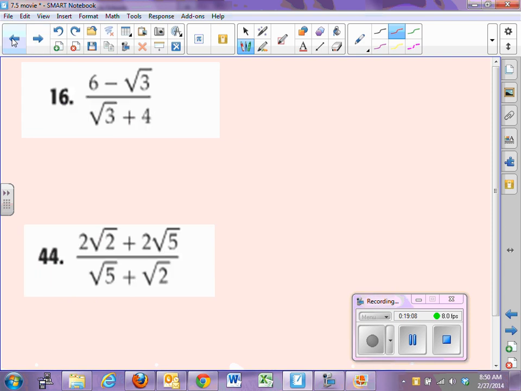Okay, let's go to 16. The problem with 16, the reason it's not simplified, is because it has a radical in the denominator, and we can't have that. So the only thing we can do is multiply by something equivalent to 1, because multiplying by 1 does not change the value of any quantity. So I'm going to multiply by the conjugate of the denominator. Multiply top and bottom.